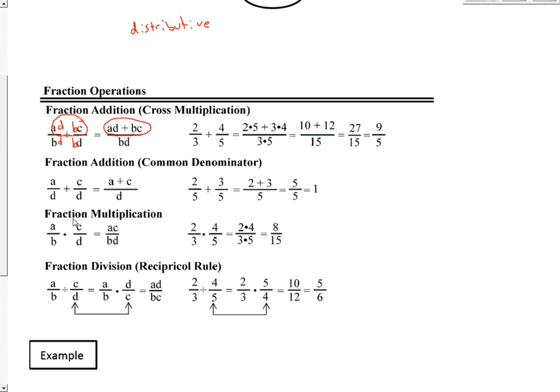When we have two fractions involving multiplication, you just multiply straight across, both the top and the bottom. You would get A times C over B times D.